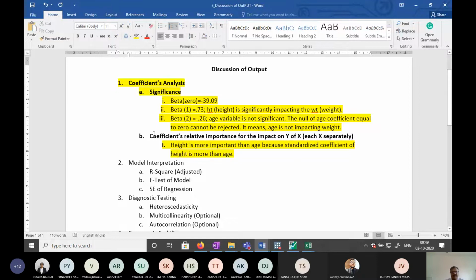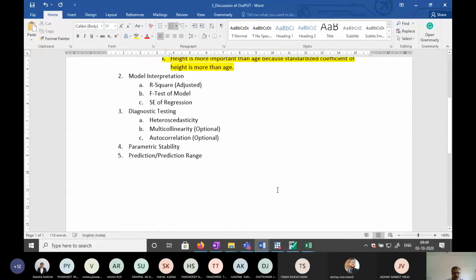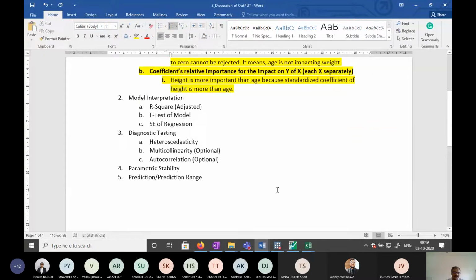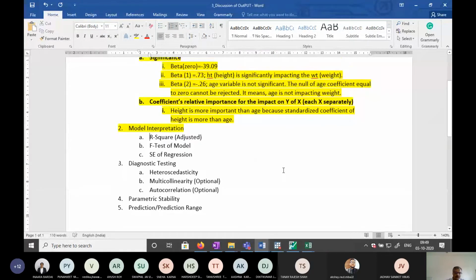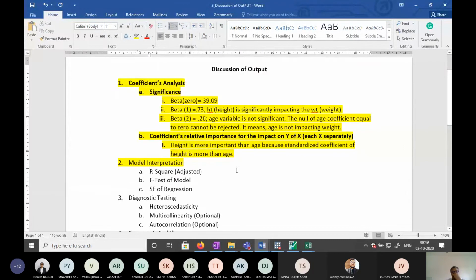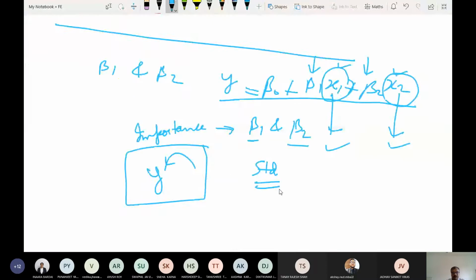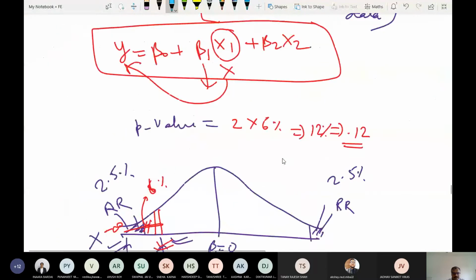So with this, we have completed coefficient analysis. Now we are moving to the next part of the 5-point summary of the output of the regression result. We are moving to model interpretation. This is the second stage. Coefficient discussion we have done at 2 levels: significance of individual coefficients, and we have also estimated the relative importance through standardized coefficients. So unstandardized, standardized, and the model, which I have also written. If you remember, we have written the model somewhere.